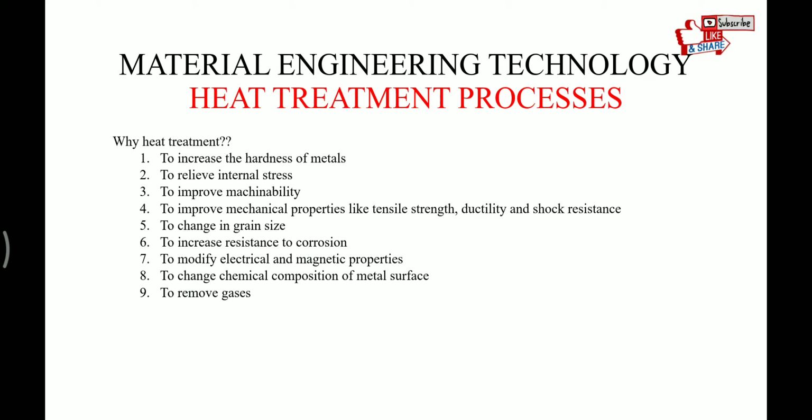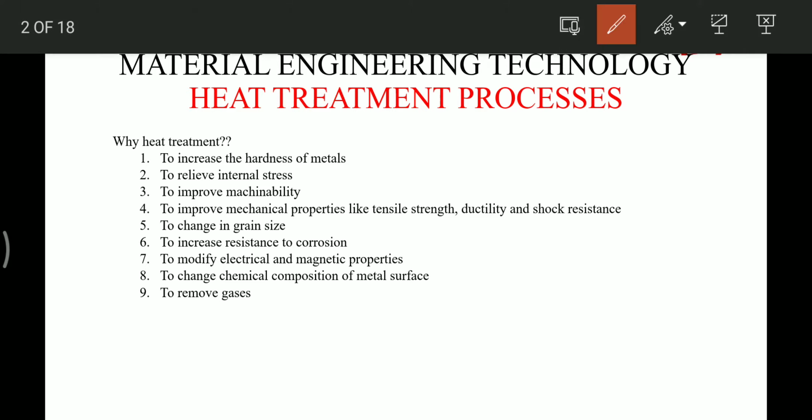Before we know the processes, we should know why heat treatment is actually carried out. It is carried out to increase the hardness of the metal, to relieve the internal stresses, to improve the machinability, to improve the mechanical properties like tensile strength, ductility and shock resistance, and to change the grain size.